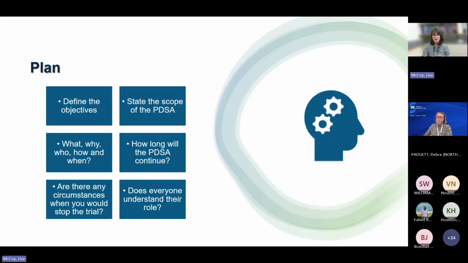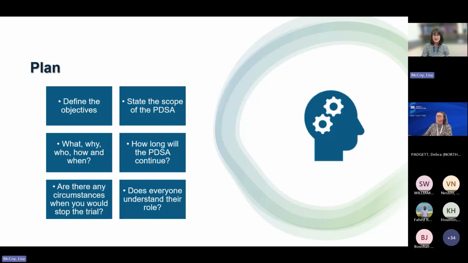So what are the different phases of this cycling? In the plan phase, you need to define the objectives. Again, state the scope of what you're planning to do: what, why, who, how, and when is going to do it, and how long you intend the cycles to continue. A key one to consider is also, are there any circumstances when you would stop the trial and go back to the drawing board and replan things?